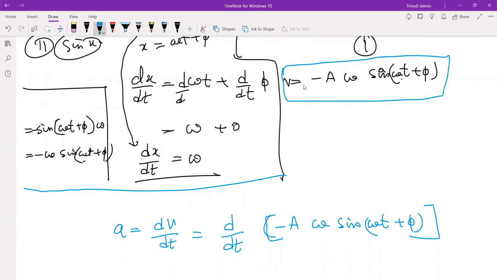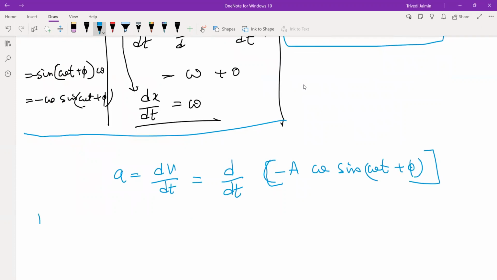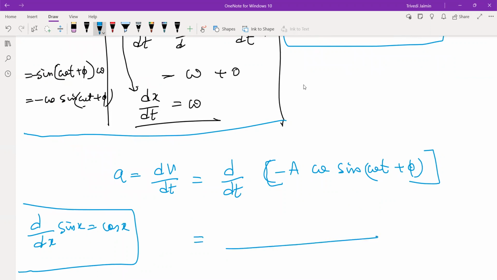Now I will tell you one hint for this one. Differentiation of sin x is cos x. Only this hint I will give you, the remaining you have to do. Come on, tell me the answer.